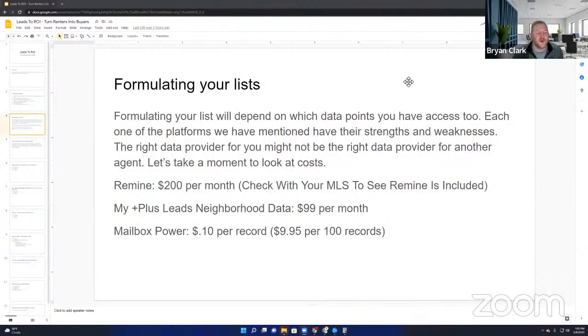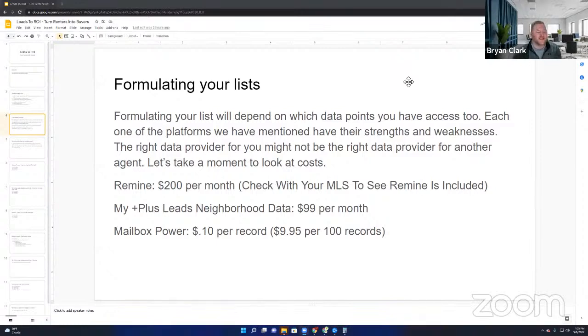All right, so formulating your list. This is one of the most important aspects when it comes to you guys actually targeting renters that are going to be potentially able to buy. There's a couple of different softwares that you're going to want to look into. Number 1 is Remine, and you can get absentee homeowner data, which, big surprise, we can send direct mailers to, to the actual home where we know the homeowner is absentee from, so that we can put that message in front of a renter, right?